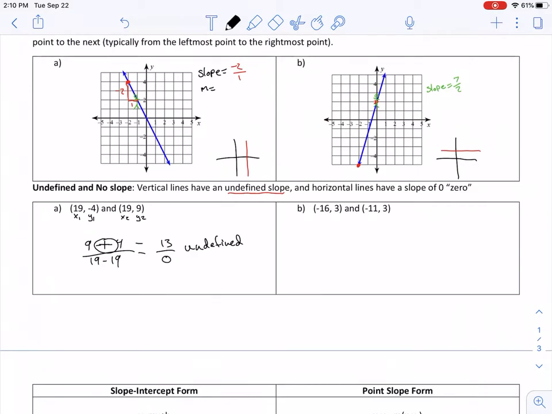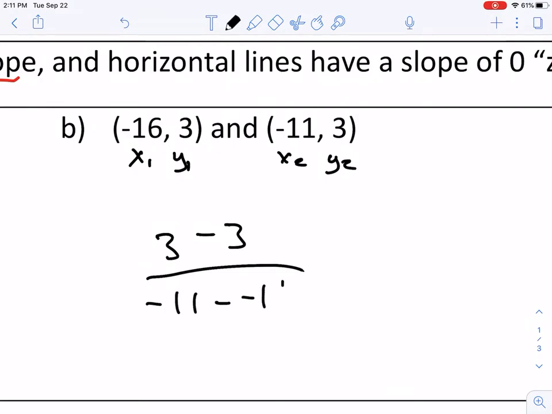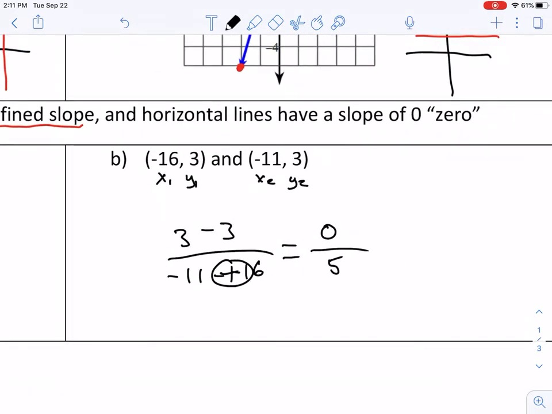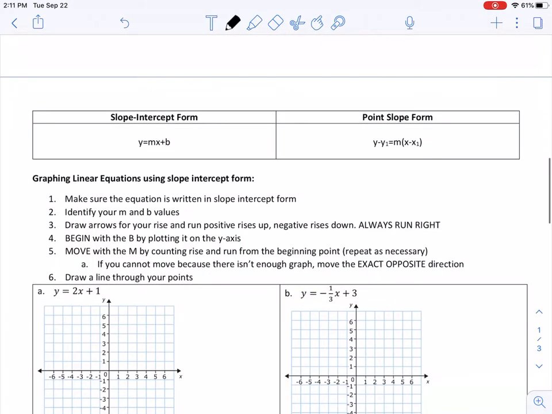However, my next example, x1, y1, x2, y2. I'm going to do my y2 minus my y1 over my x2 minus my x1. Get that double negative in there, that becomes plus. On top, 3 minus 3 is 0. On the bottom, 16 minus 11 is 5. 0 divided by 5, if you do that in your calculator, you just end up with 0. So this is no slope. This is a slope of 0 versus undefined.